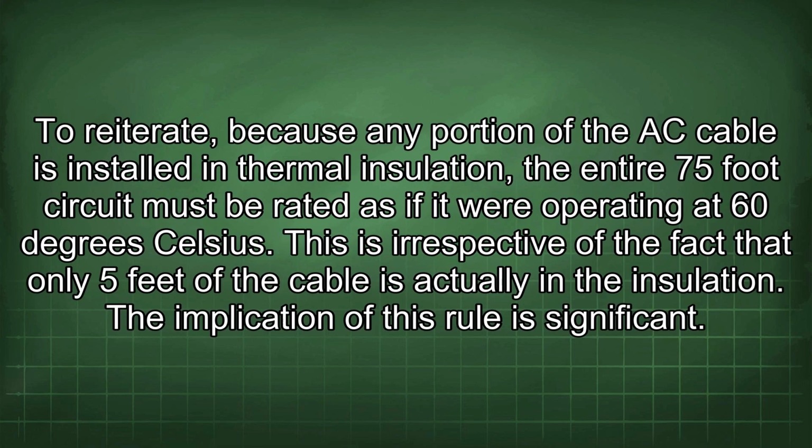To reiterate, because any portion of the AC cable is installed in thermal insulation, the entire 75-foot circuit must be rated as if it were operating at 60 degrees Celsius. This is irrespective of the fact that only 5 feet of the cable is actually in the insulation. The implication of this rule is significant.